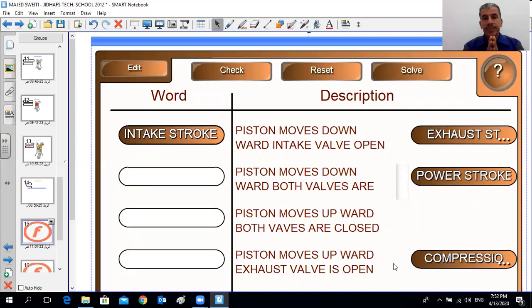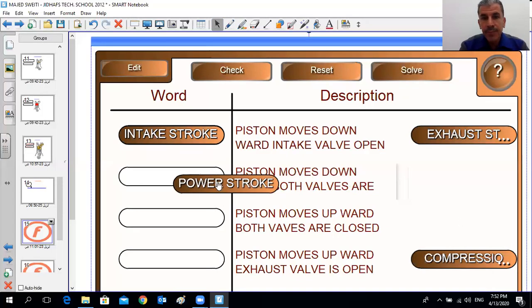Okay, the second: piston moves downward. Both valves are closed. The piston moves down two times, in the intake stroke and in the power stroke. But in the intake stroke, the intake valve will be open. But in the power stroke, both valves are closed. So this is the power stroke.